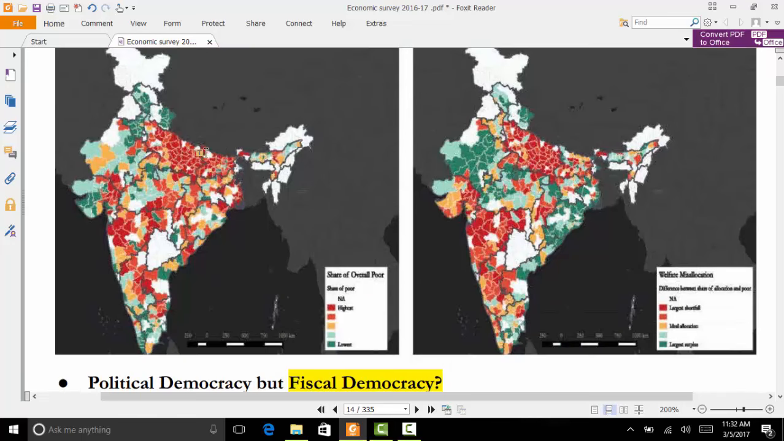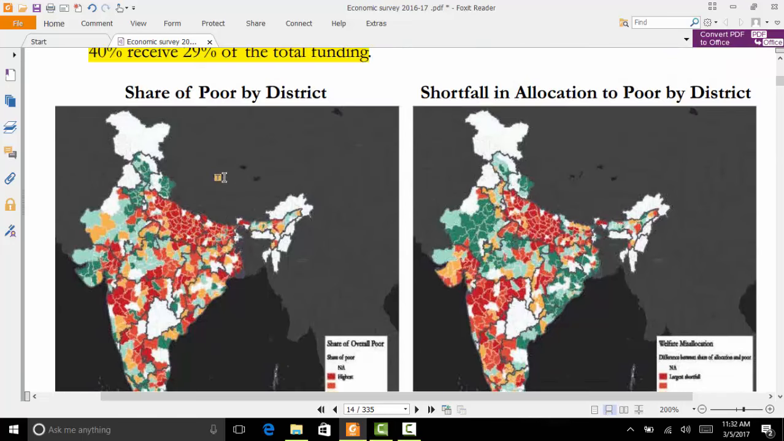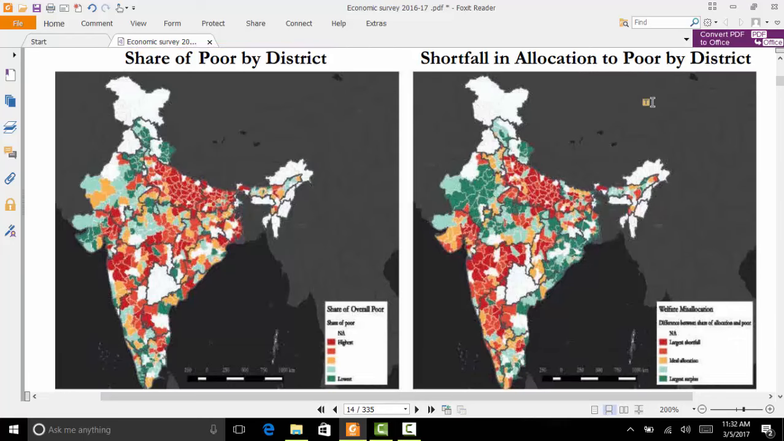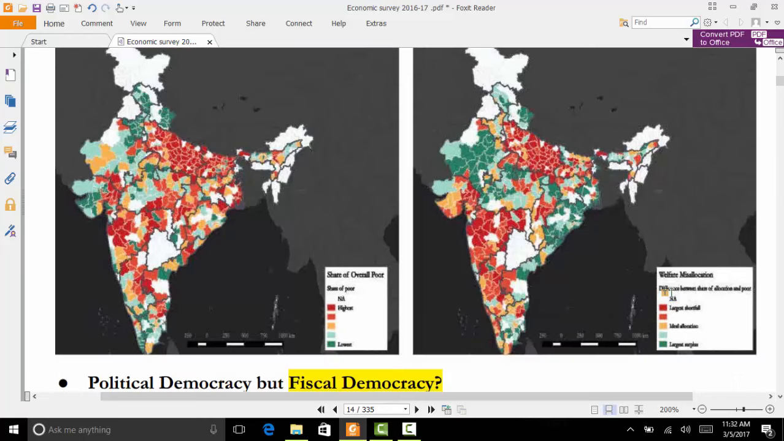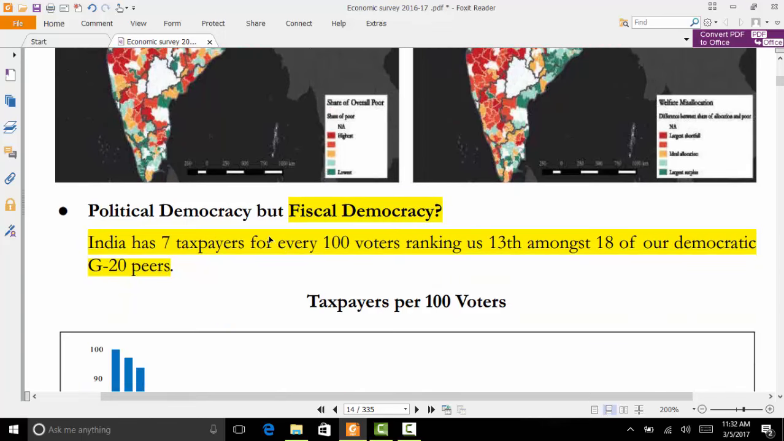Share of poor districts here, shortfall in allocation to poor districts, the large shortfall, red one again. The most poor states and these maximum shortfalls are the same areas, right? Coming to the next one: political democracy, but do we have fiscal democracy? So this is another area. So what do you mean by fiscal democracy?